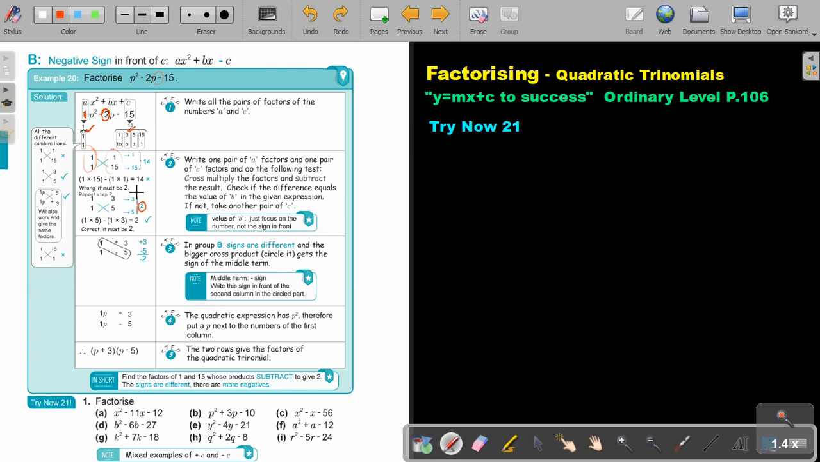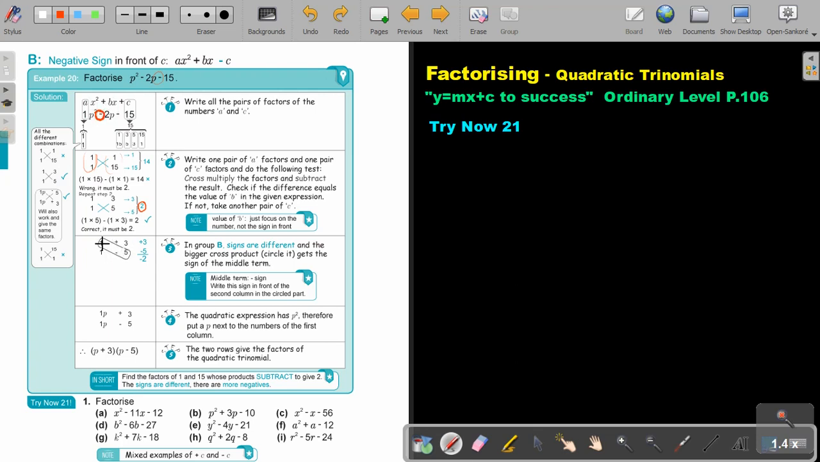So the only difference here is that you're not going to find the sum, you're going to find the difference. And then also with the signs. In group B, signs are different, not the same. The bigger cross product, so always circle it, gets the sign of the middle term. So is 1 times 3 bigger or 1 times 5? It's 1 times 5. And what sign will it get? That will get that sign there, a negative.